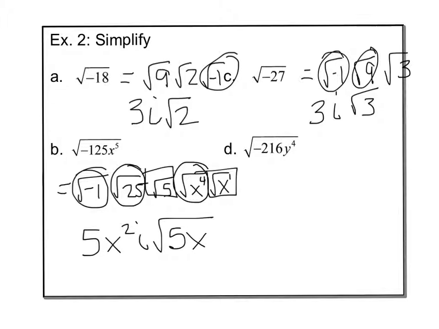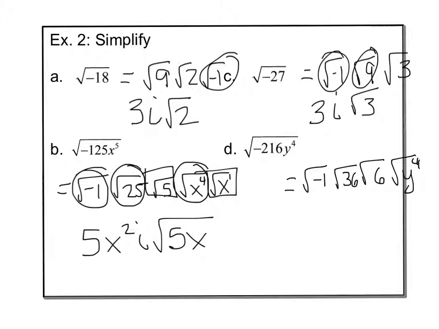Now to our last problem. We're going to break it up again. I'm going to end up with the square root of negative 1 to take care of our negative. I need a perfect square that goes into 216. To help you out, I'm going to give you a hint. It's 36. 36 times 6, and then I've got the square root of y to the 4th. Why could I leave it y to the 4th? Why didn't I have to change it? Because 4 is a perfect square.